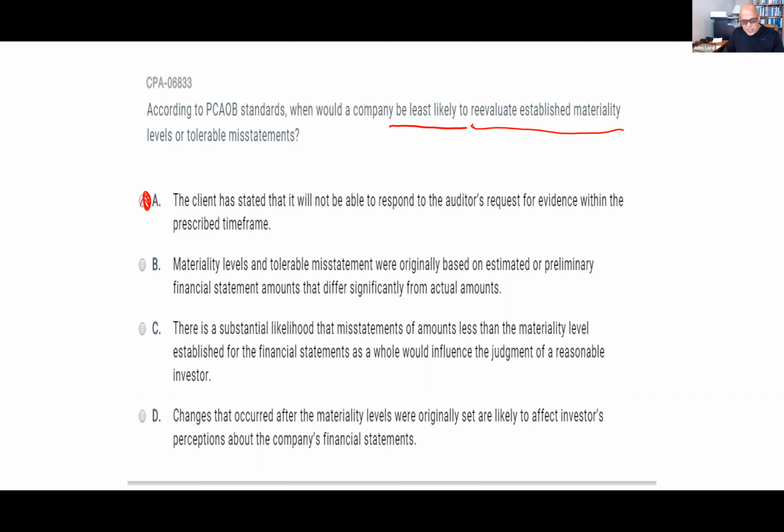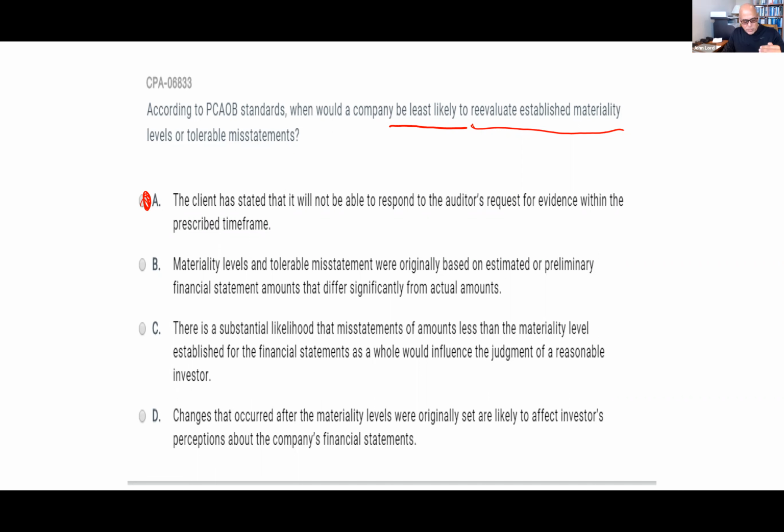So B sounds like a reason to adjust materiality. As I read through C, I'm like, okay, yeah, C would be a reason as well. What the heck's going on here? Send me back up into the stem of the question. And now I'm looking, I'm saying, oh yeah, it says would be least likely.